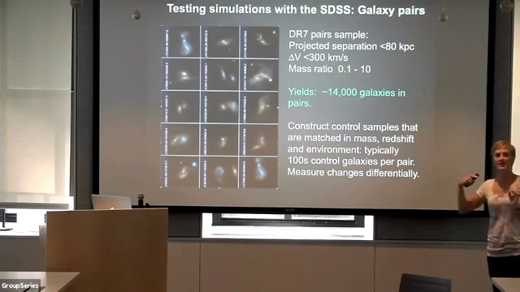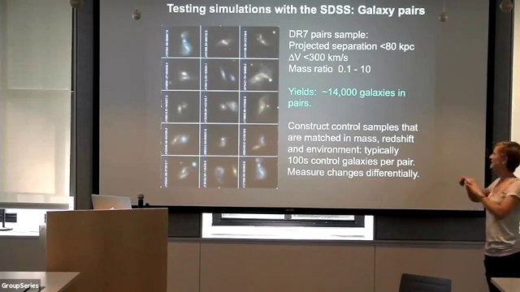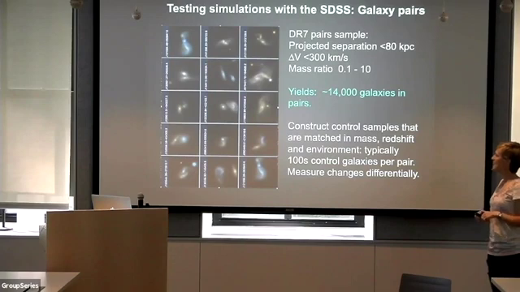and we find all of those non-merging galaxies that have the same redshift, the same stellar mass, and are in the same local environment. So the same kind of group environment. We typically have hundreds of controls matched to each galaxy, and then we can look differentially at their properties.